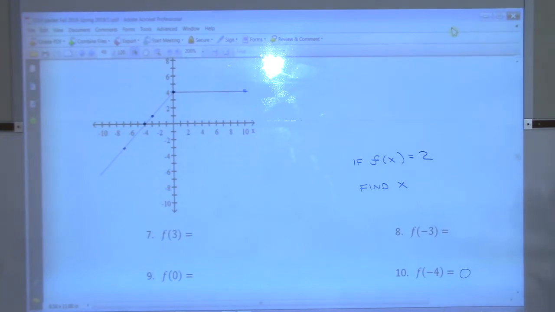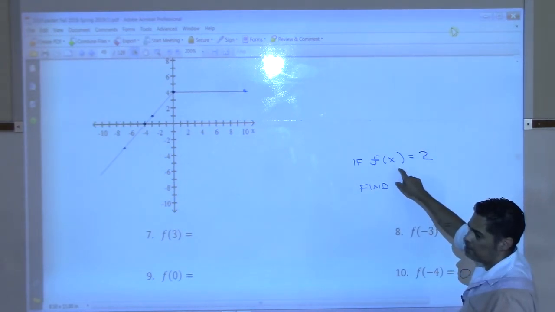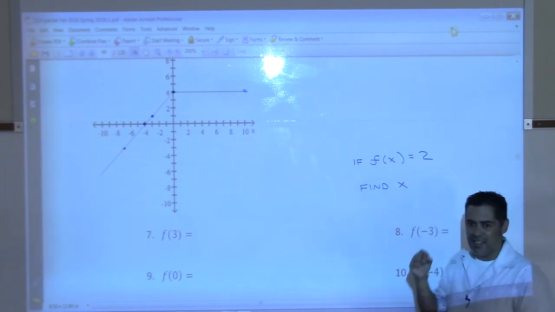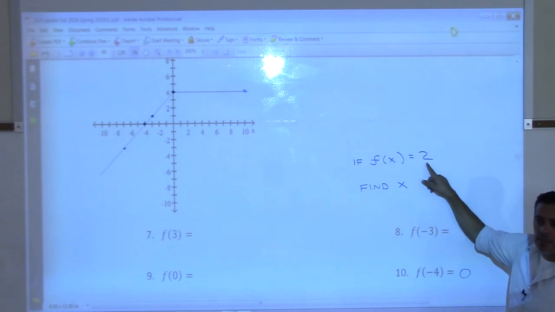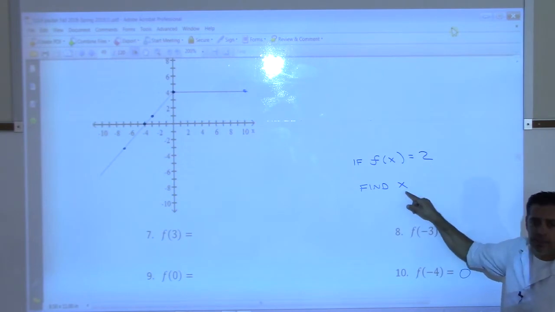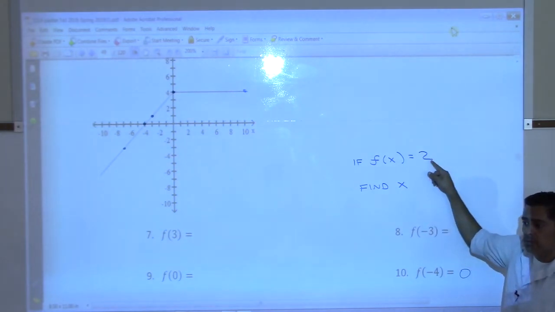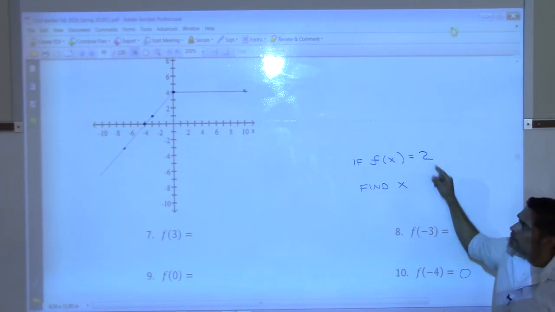Jameson. So, Jameson, when you see this, do you see the difference between this? Yeah. Okay, so this time they're not giving us the x, right? They're actually giving us the output, right? Yeah. The output. So they're asking us, what x would give you an output of 2? So what do you think? -3?